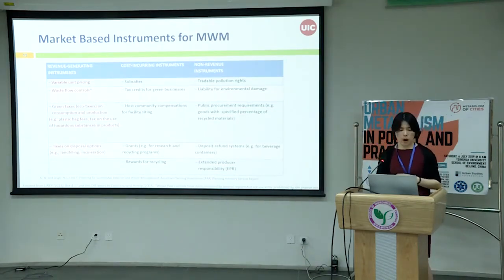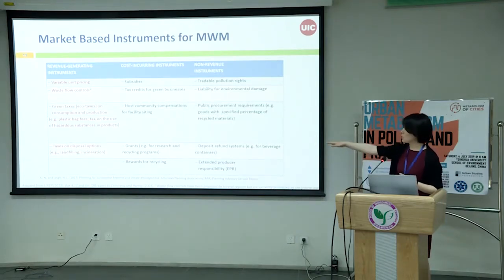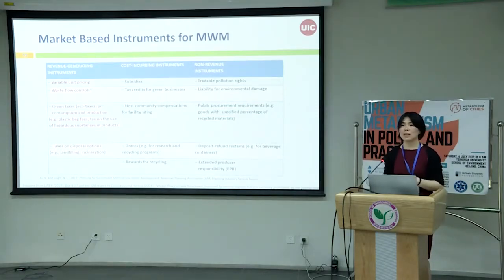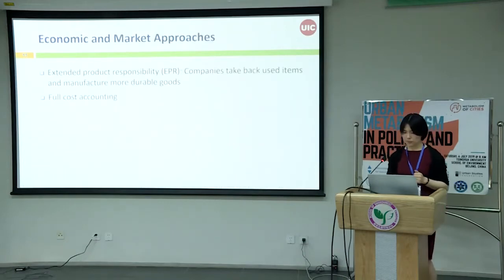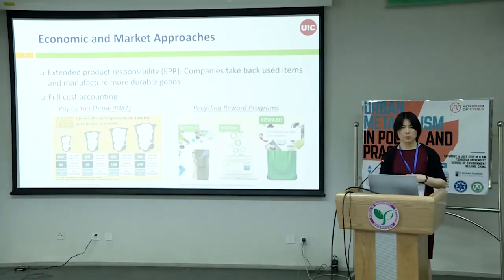I will highlight a few of the revenue-generating instruments in the first column. I would like to highlight that this is not only about charging money. Actually, this includes a transfer. For example, the last one, a tax on disposal options, and then using those extra fees to subsidize recycling. So in terms of the net, it may not be more for society, but you'll be able to implement polluter-pays principles and make activities like recycling, which generate positive effects, viable.